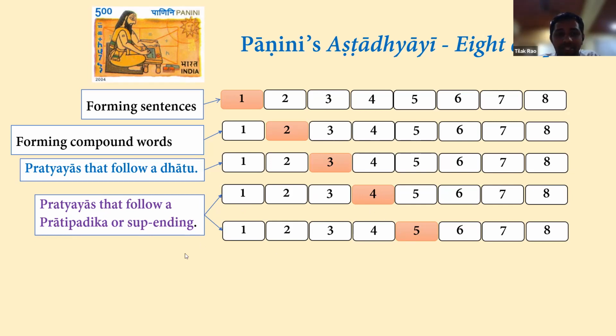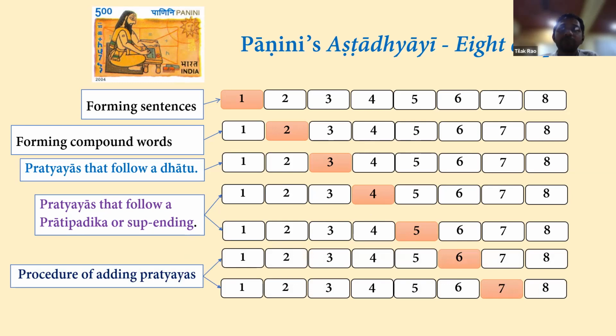Therefore, they are discussed in the fourth and fifth chapters of the Ashtadhyayi. The pratyayas which are added to a pratipadika, such as sup pratyayas, tadhita pratyayas and stri pratyayas, are all discussed in the fourth and fifth chapters. Then the procedure, how to add these pratyayas and what changes they make, is discussed in the 6th and 7th chapters. For example, lik becomes lek, lekhana. The dhatu is lik, and by adding a pratyaya, it becomes lek. Why lik becomes lek, when this change occurs, is discussed in these two chapters.